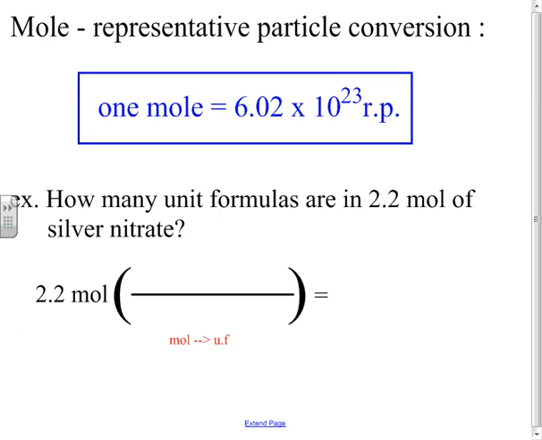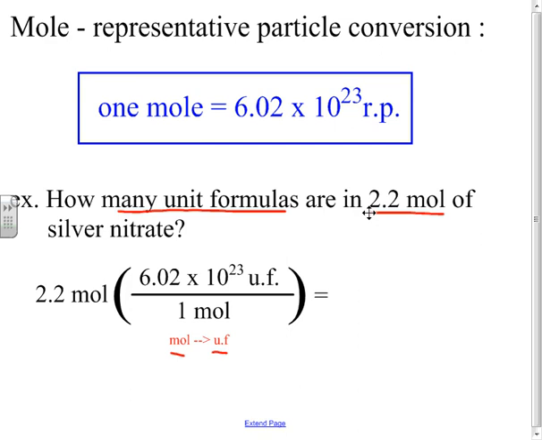So if I asked you how many unit formulas are there in 2.2 moles of silver nitrate, again, this is my known, this is my unknown. I want to convert from my known to my unknown, and so I need to use dimensional analysis for this. You always put the known on the outside, 2.2 moles, and then we're going to put the mole unit on the bottom of our equivalence and Avogadro's number on top.